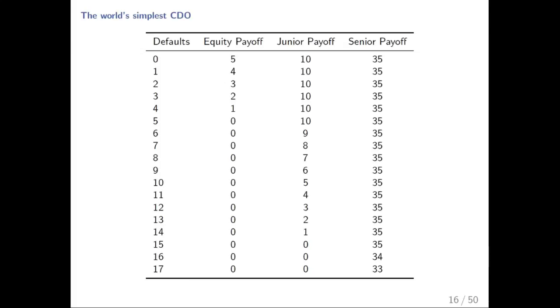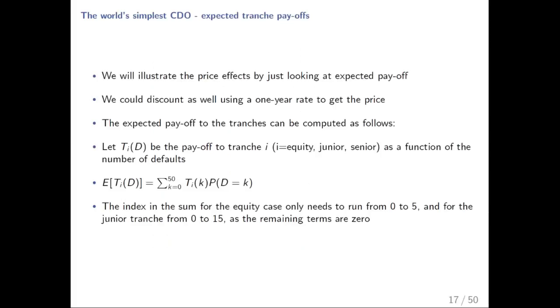And the question is, what is the price of equity? What is the price of the junior payoff? And what is the price of the senior payoff? Okay? With 0 interest rates, the price of the sum of these 3 must sum to the principal. All right, so what is the price of any given tranche? Well, we assume 0 interest rates, so the price of the tranche is simply going to be equal to its expected value. What is the expected value?